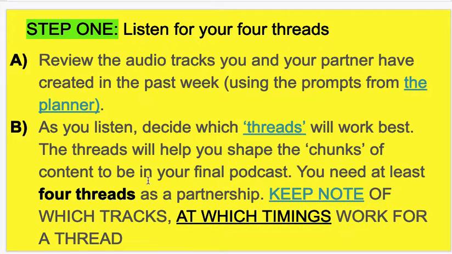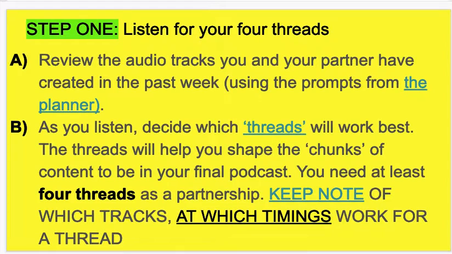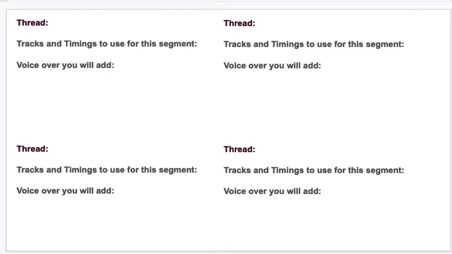So you want to keep notes of which tracks and at which timings work for a thread. That means if I'm looking again at my partner planner, and I'm listening to, say, what partner 1 had to say on day 1, I want to take note of when and where I'm actually hearing them say things that are relevant to a thread. You have this slide here to take notes, or of course you can do them with pen and paper.